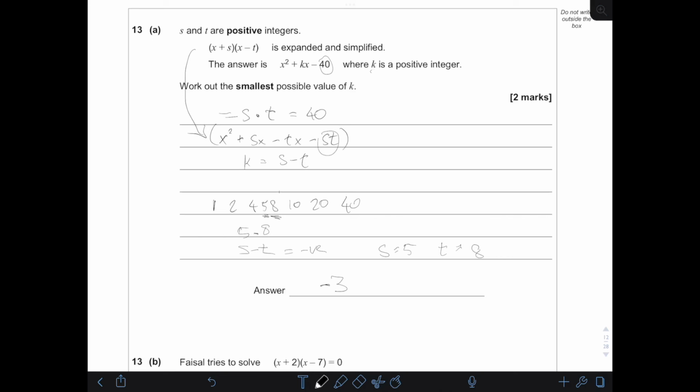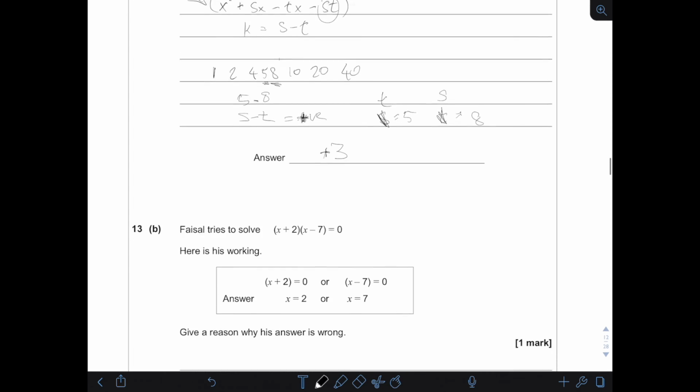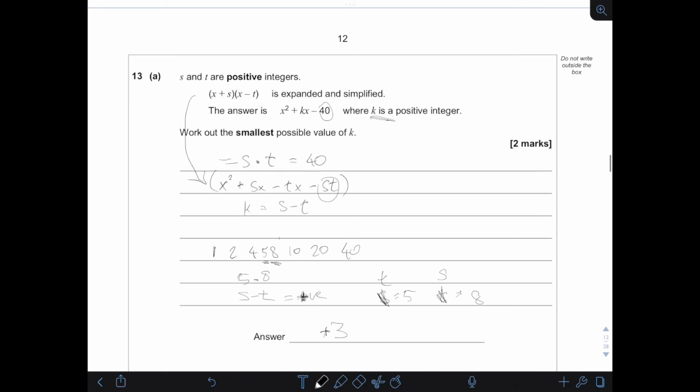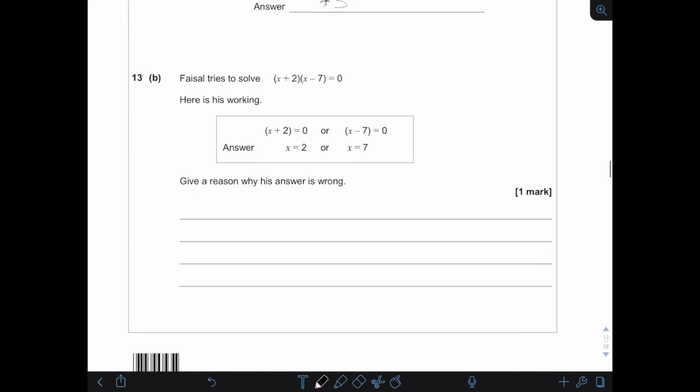Unless the question did say that k is a positive integer, in which case we flip these two. So this is t, this is s, and the answer is still going to be the same, because the modulus difference of 8 and 5 is always 3. But anyway, do read the questions. Don't be like me and make assumptions.